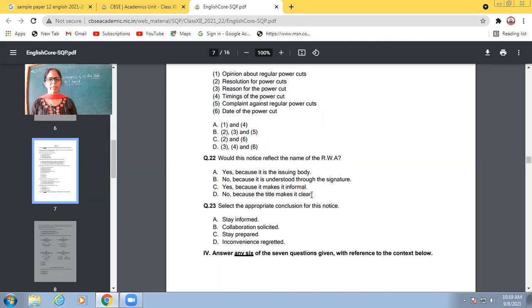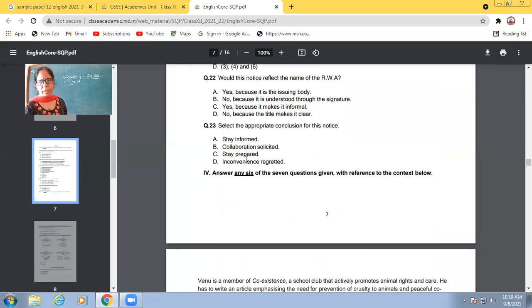No, because the title makes it clear, even this is not done. Okay, 23rd is select the appropriate conclusion for the notice. So how will you conclude? Stay informed. Will you tell the public that in the end, okay, stay informed? No, it's not about telling the public to keep on reading our notices daily, say stay informed. Not done. So collaboration solicited.